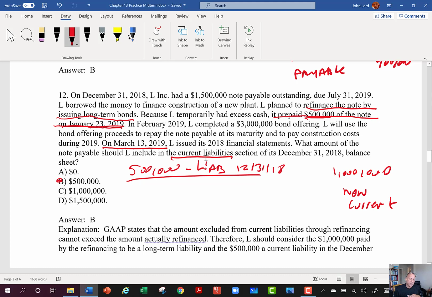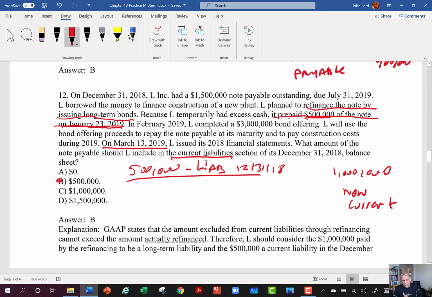Now that is a little bit different than what we said. This example is something that I mentioned that wasn't on the slides. The slides themselves talk about a contract to refinance. If it's a contract to refinance, so I don't actually secure the refinancing, but I have a contract that is going to allow me to refinance, then if the contract is executed before the issuance of the financial statements, I can go ahead and carry that debt as non-current.